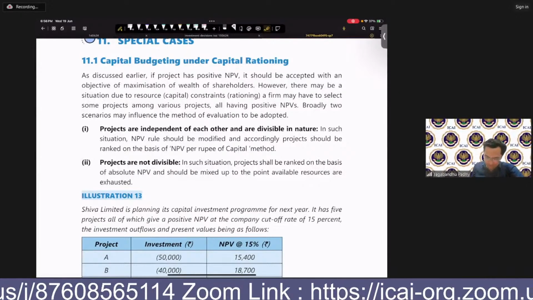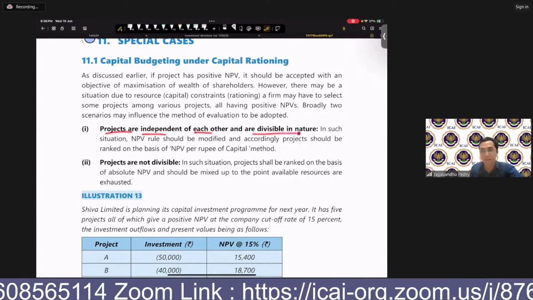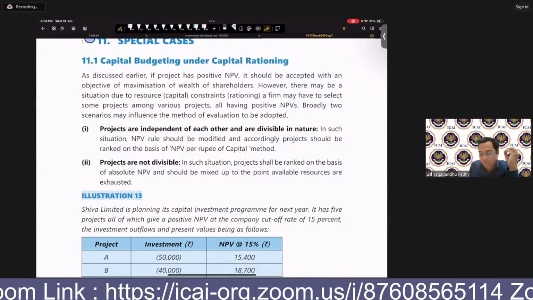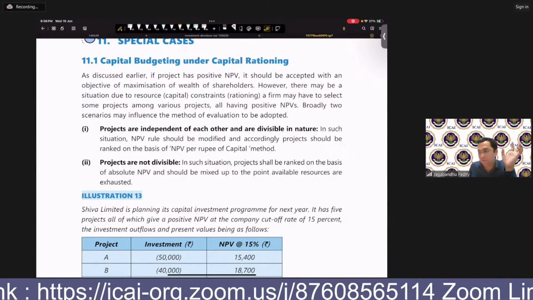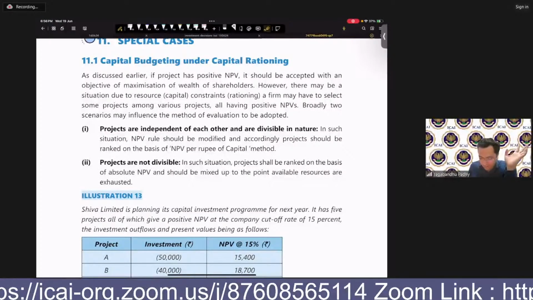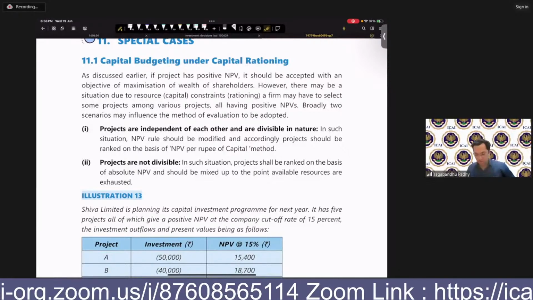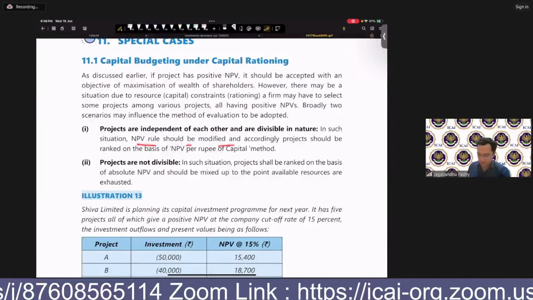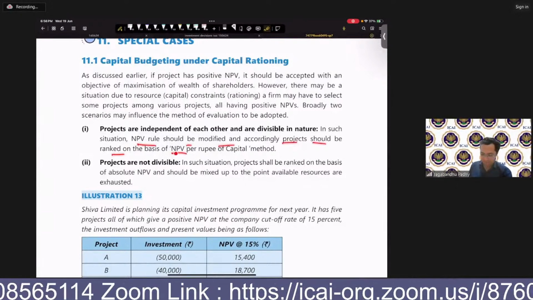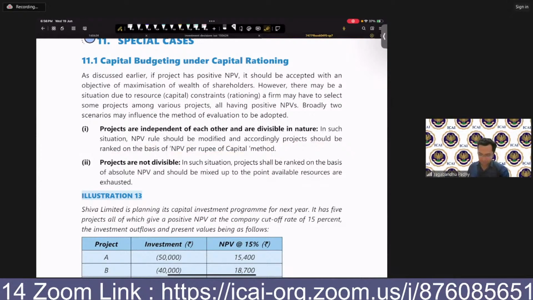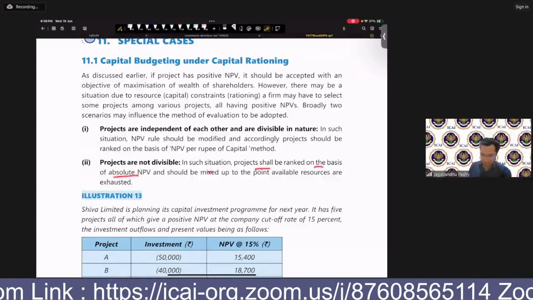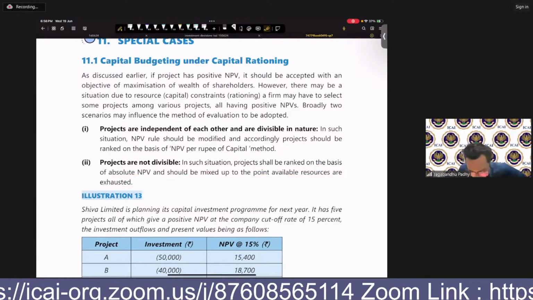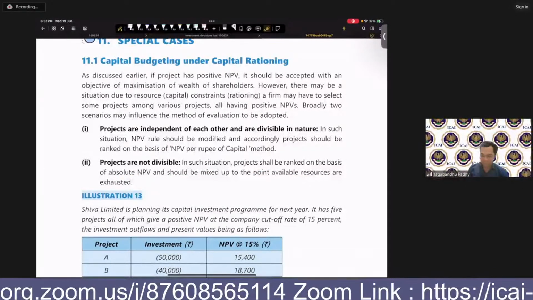So it can be a case that projects are independent of each other and are divisible in nature. Now, what do you mean that projects are divisible in nature? It means you can have another player, or another participant, participating in your business. So in such a situation, the NPV rule should be modified, and accordingly, projects should be ranked on the basis of NPV per rupee of the capital. And in such a situation, projects should be ranked on the basis of absolute NPV, and selected up to the point where available resources are exhausted. So we are looking at these two cases where the project is divisible in nature.